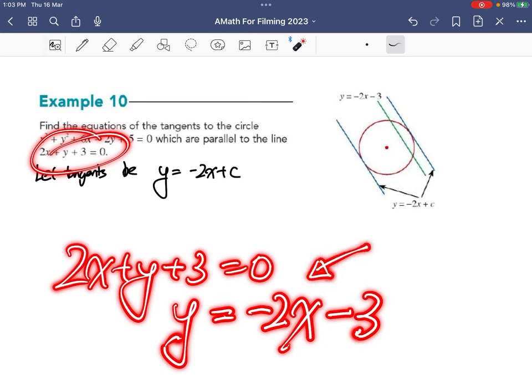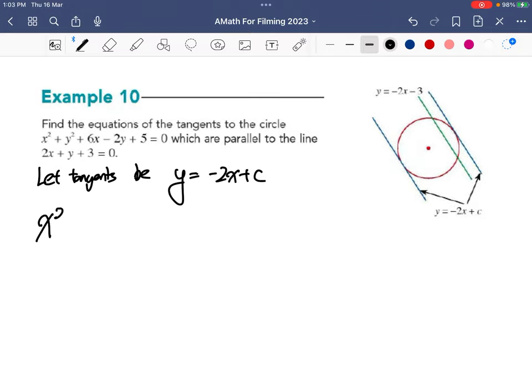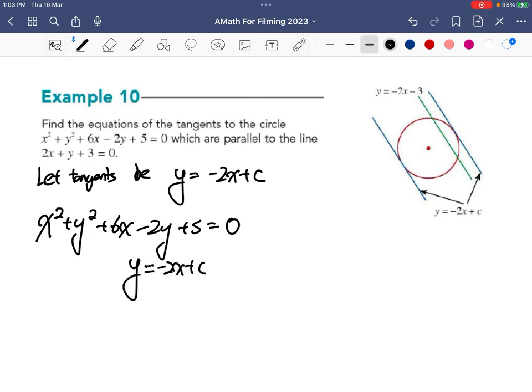So the gradient of that line itself is negative 2. If the tangents are parallel to this line, it means that their gradient will be negative 2 as well. Hence, I can make the statement, let tangents be y equals to negative 2x plus c. Now, if these are the tangents, you notice that we have the equation of the circle, x squared plus y squared plus 6x minus 2y plus 5 equals to 0. And I also have y equals to negative 2x plus c.